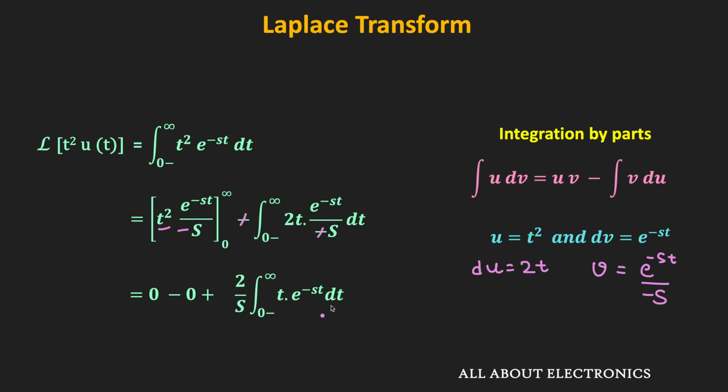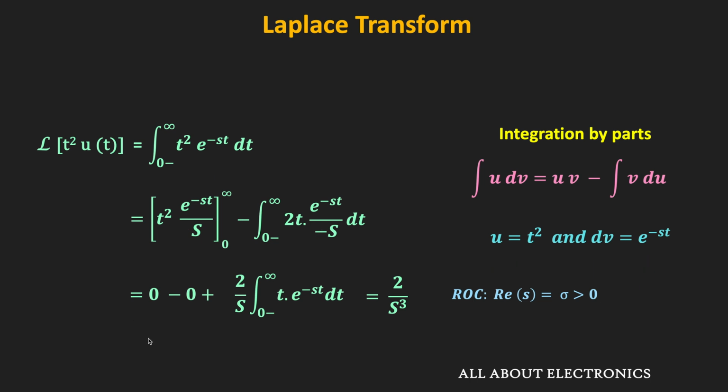minus st times dt. So we have just seen that the integration of this term is equal to 1 divided by s. That means we will have this 2 divided by s times 1 divided by s square, or that is equal to 2 divided by s cube. That means the Laplace transform of this t square times u of t is equal to 2 divided by s cube. And once again for this function, the ROC is equal to sigma greater than 0. That means this integration converges when the real part of the s or the sigma is greater than 0.